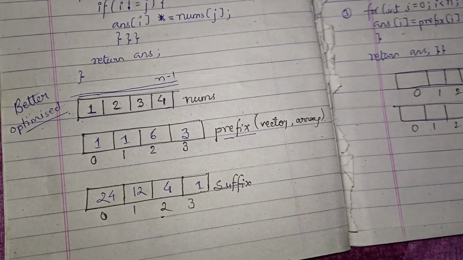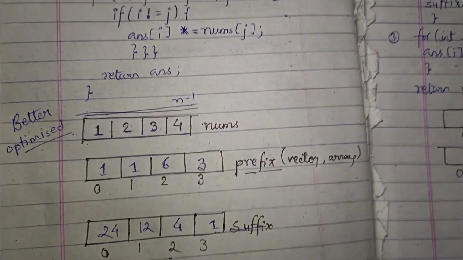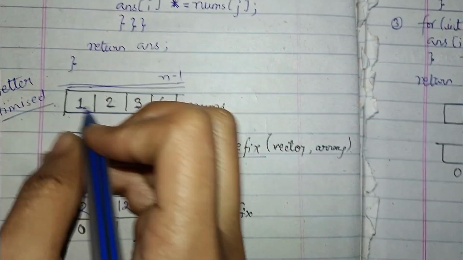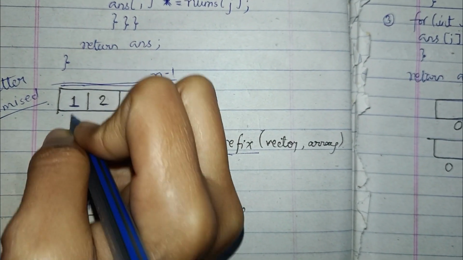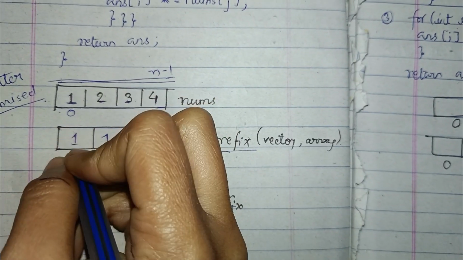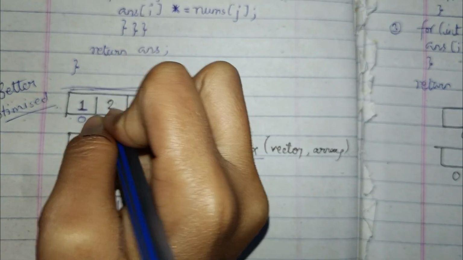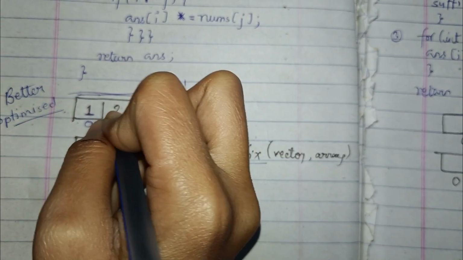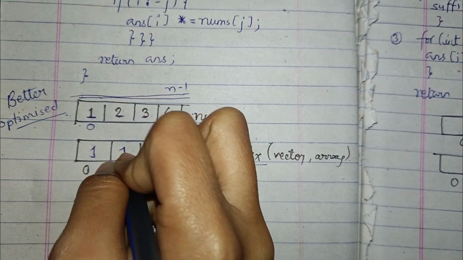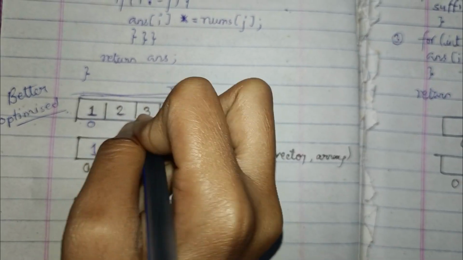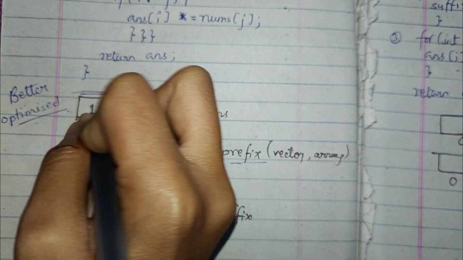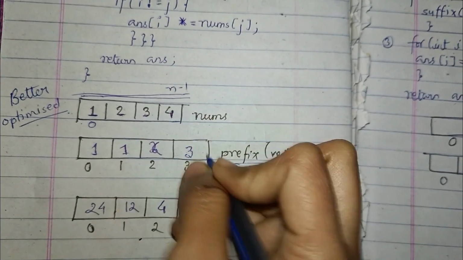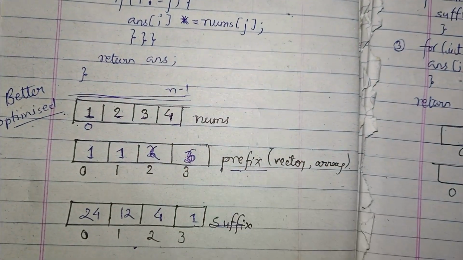Okay, so what we have, this is not the correct prefix. The correct prefix will be, when we are doing for i of 0, it will be 1 only. Okay, this is correct. But for 2, it will be the product of 1, which is 1. After that for 3 it will be 2, because 2 into 1. After that for 4 it will be 6. So this is our correct prefix.